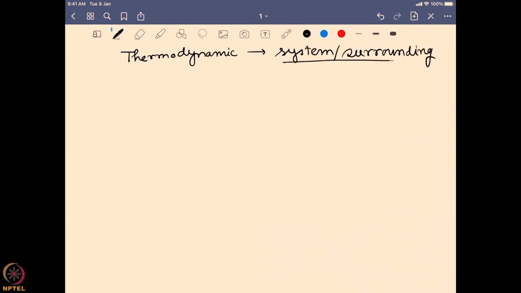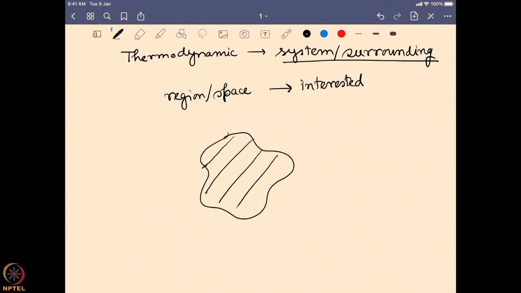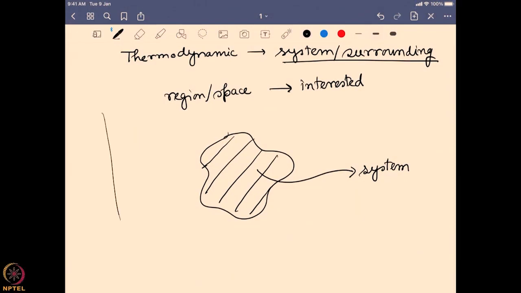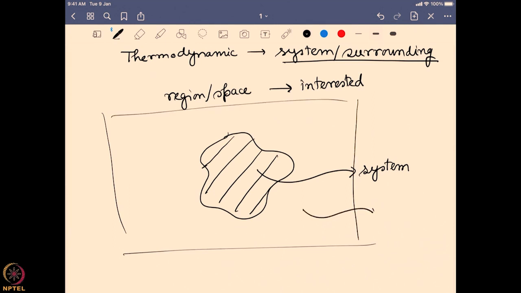Now imagine that we are interested in one of the physical or chemical changes in a particular matter, and the region or space that we are interested in is known as the system. So for an example, in this particular scenario, we are very much interested in what is happening in this particular region. So that will be the system. Whatever we are calculating, whatever we are measuring, all the parameters, all the factors, all the properties, energy, work or heat, we are measuring with respect to this particularly confined region, and that is known as the system. Now if we look into the system, the rest of the universe around it is known as the surrounding.